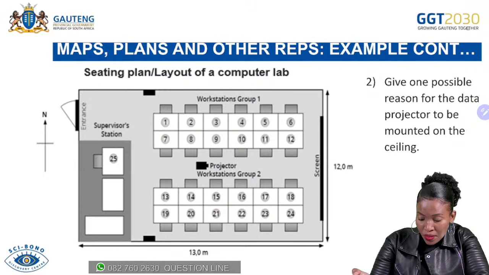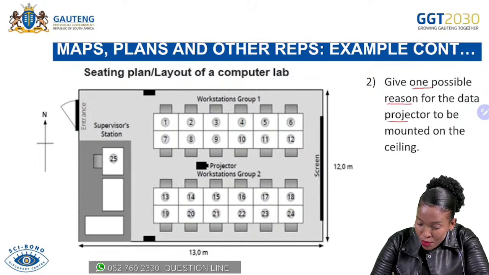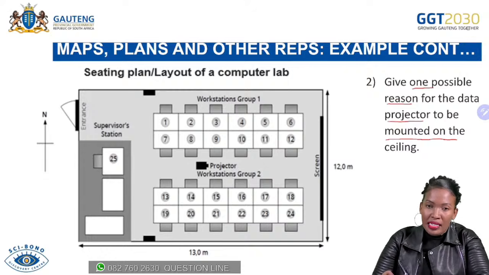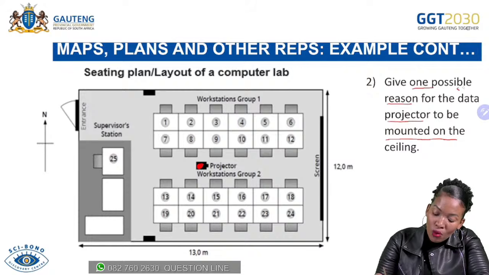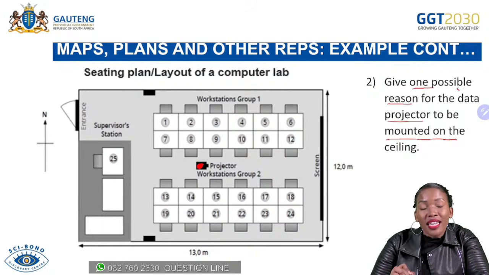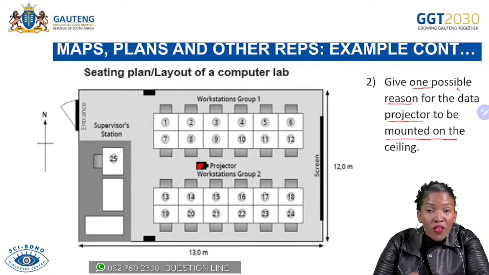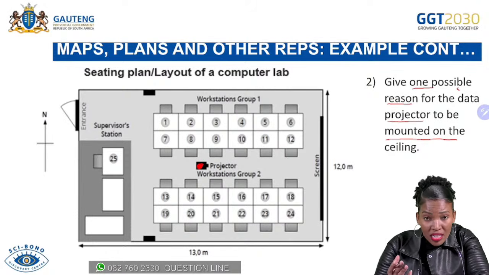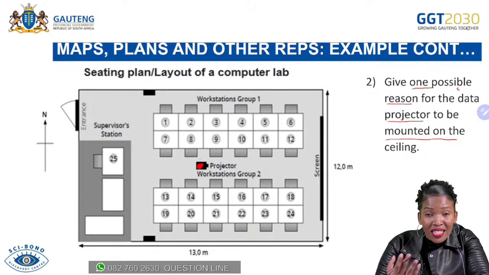The second question, give one possible reason for the data projector to be mounted on the ceiling. Where is the data projector? This is the data projector. So now with this question, they're basically telling us that this data projector is not on the floor, but it is mounted where? On the ceiling. Because if it was on the floor, some learners will step on it and break it. If there was a table that was put here and is placed on a table, again, some learners might trip and then the data projector would fall and break.